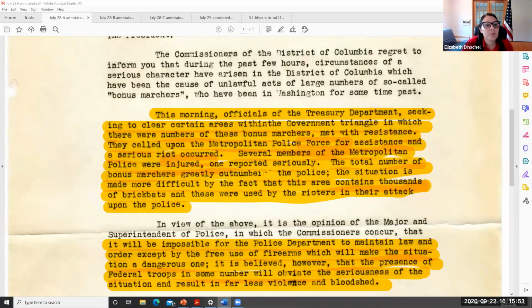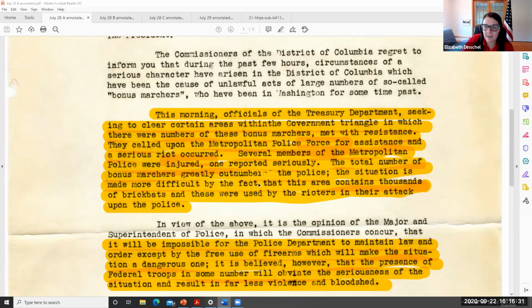On the morning of July 28th, the Treasury Department officials attempted to evacuate about 40 protesters who had been occupying a building in downtown Washington, D.C. that was scheduled for demolition. When the protesters refused to leave, the police were called in. The bonus army began to gather in force, soon outnumbering the police. Some of the policemen panicked and opened fire. Two of the marchers were killed and a riot broke out. The District of Columbia Board of Commissioners quickly concluded that the police were overwhelmed and asked President Hoover to send in troops to restore order.